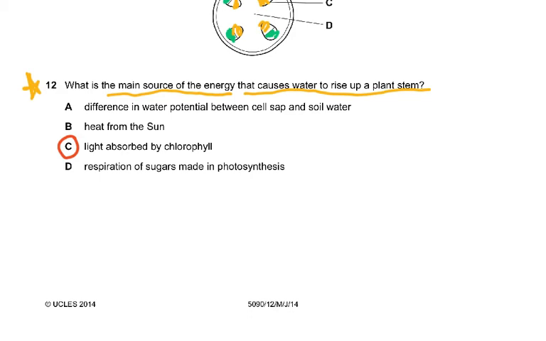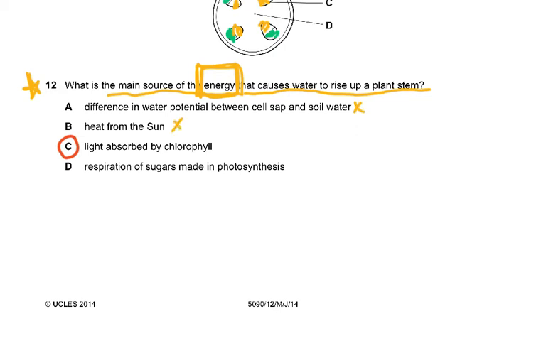The water and carbon dioxide are going to react to form glucose and oxygen. Photosynthesis is going to take place, but photosynthesis cannot take place without the light energy. They asked about energy. The point was energy, which you had to understand. So what is the main source of energy that causes water to rise up a plant stem? The others were all wrong. Why were the others wrong? Difference in water potential? No, there's no energy situation. Heat from the sun? No, heat is not required.